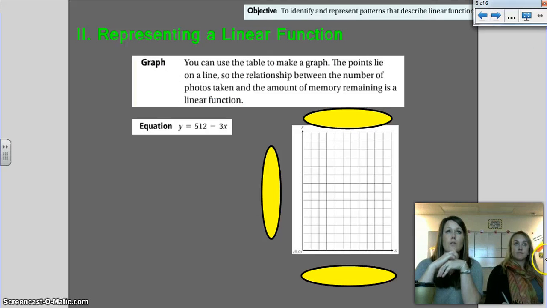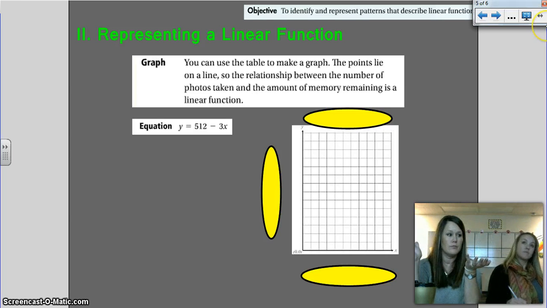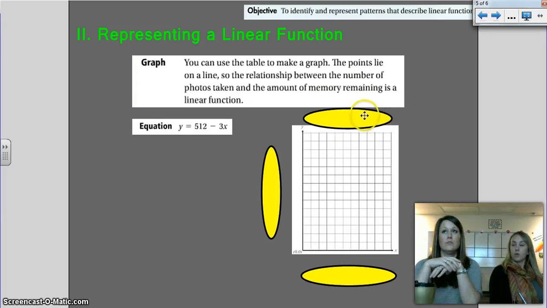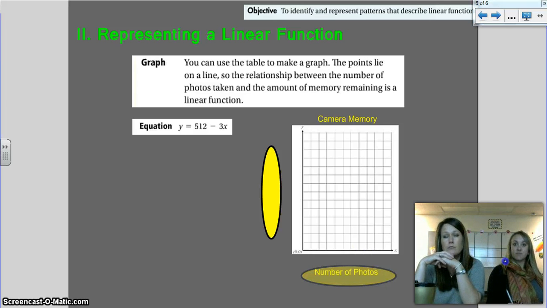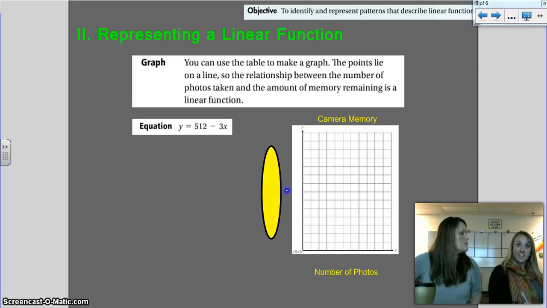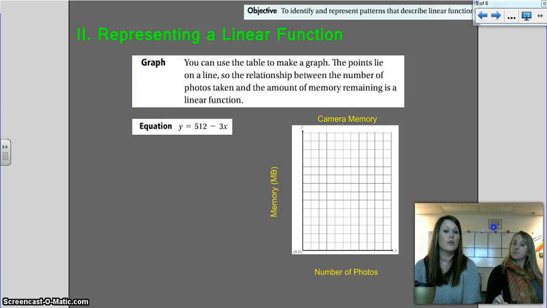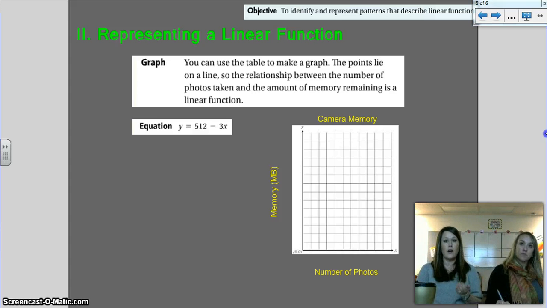You can graph it. We're graphing this particular situation. So we need to plop our stuff on there: x, y, and our title. The title is Camera Memory, so we tell what this is all about. My x was number of photos. And my y was memory. Or you could write memory left, that would make sense too, but memory is fine.